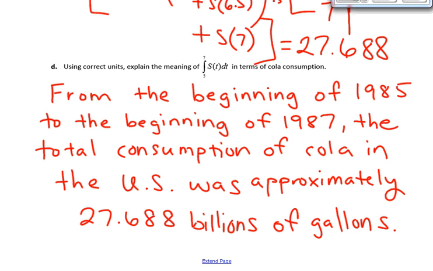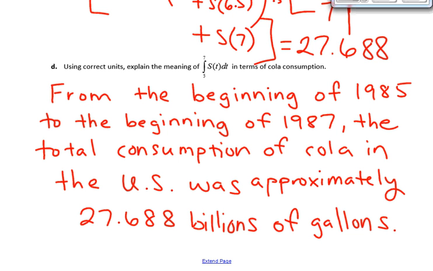Okay, so as you can see, I've made this extremely detailed. I have to say from the beginning of 1985 to the beginning of 1987, because that's how it was phrased in the problem. If you just said from 1985 to 1987, at what point are you talking about? In the middle of the year, from the beginning of 1985 to the end of 1987? You have to be very specific.